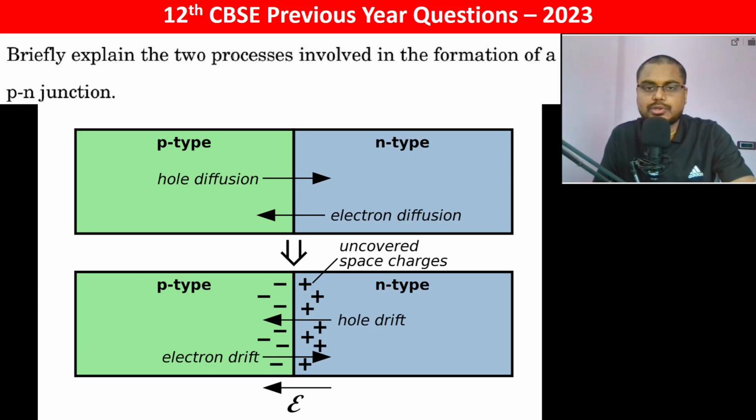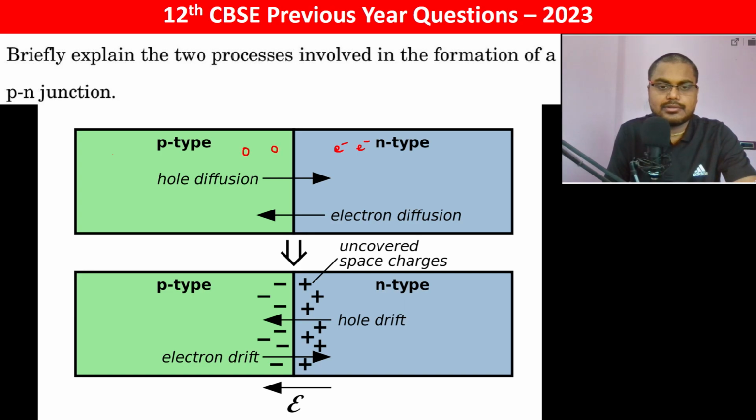Briefly explain the two processes involved in the formation of a p-n junction. Okay, so in a p-type semiconductor we have more holes, and in an n-type there are more electrons.